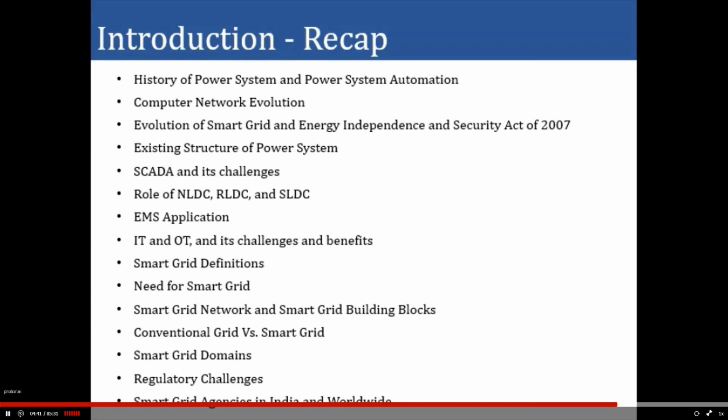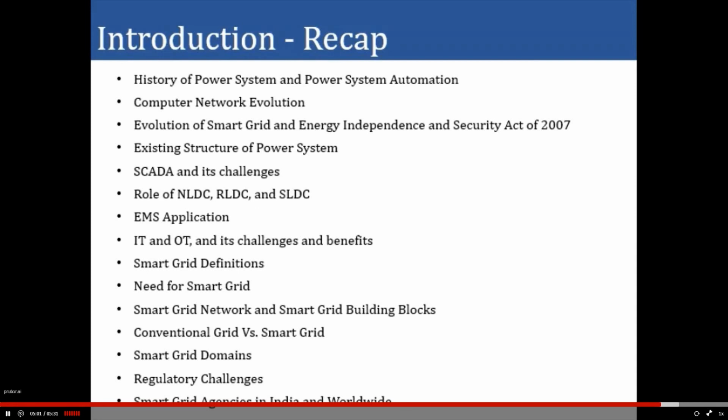And then we discussed what are the various smart grid agencies which are working on the various smart grid technology and the various smart grid frameworks in India as well as worldwide. So this is what we discussed till now in our introductory sessions.